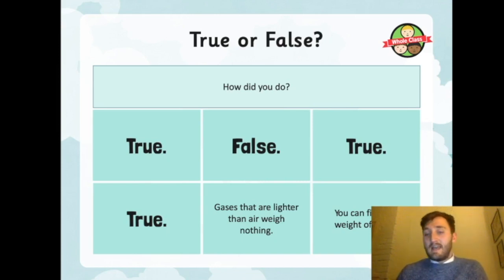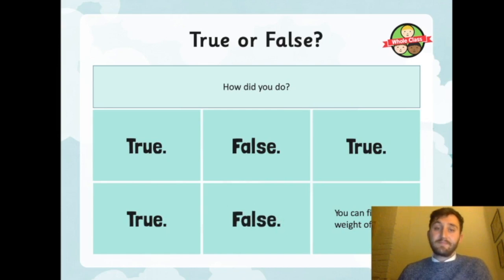Next, gases that are lighter than air weigh nothing. Sorry, I think I read that out wrong. Let's see. False. If they are lighter than air, just like helium, helium still does weigh something. It can't weigh nothing, because all gases, as a material, must weigh something. And then finally, you can find the weight of gases. Definitely. In that experiment just before, when they had the glass of lemonade and they shook it to make it flat, we still found out that it did weigh something.